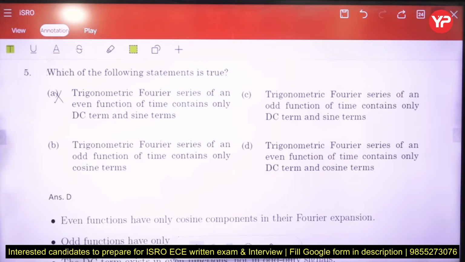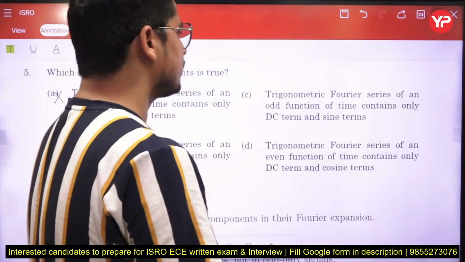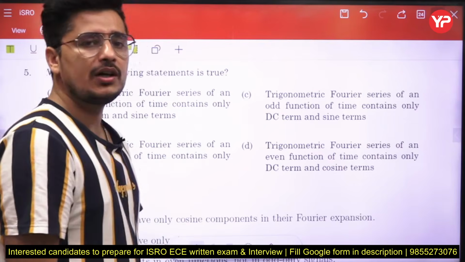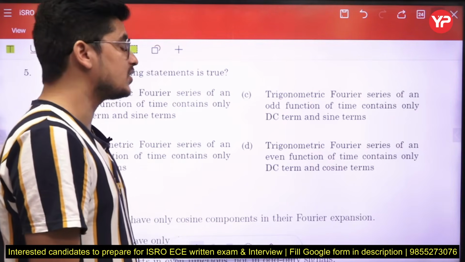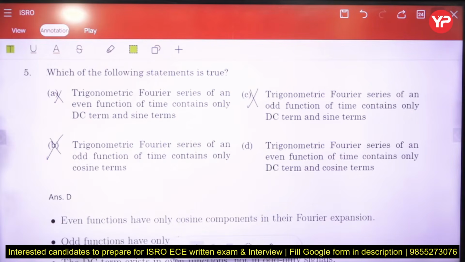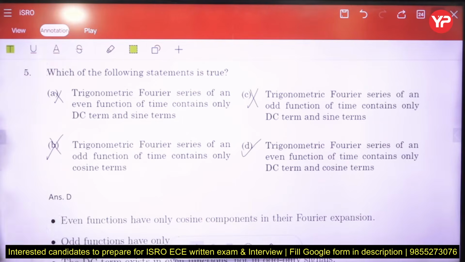Then move to option B. Trigonometric Fourier series of an odd function of time contains only cosine terms. No, it contains only sine terms. This option is not correct. Next, trigonometric Fourier series of an odd function of time contains DC term and sine term. Whenever we talk about an odd function, it does not contain the DC term, it will only contain the sine term. So this option is not correct. The trigonometric Fourier series of an even function contains only DC term and cosine term. That will be the answer for this question.